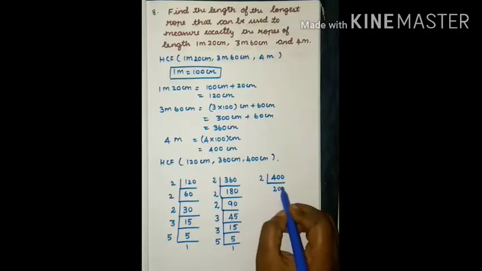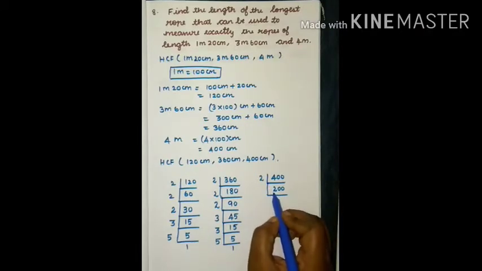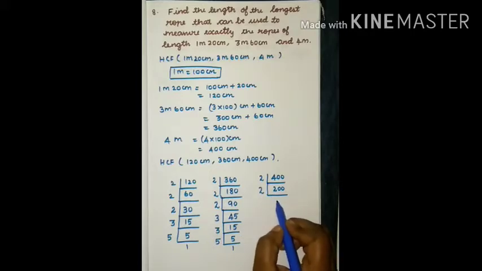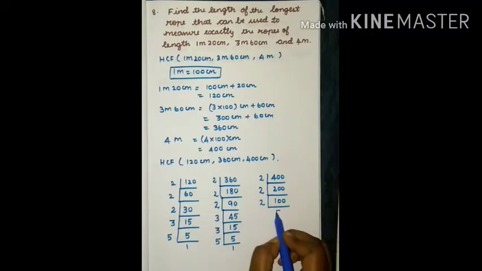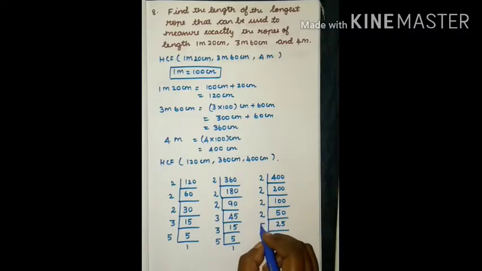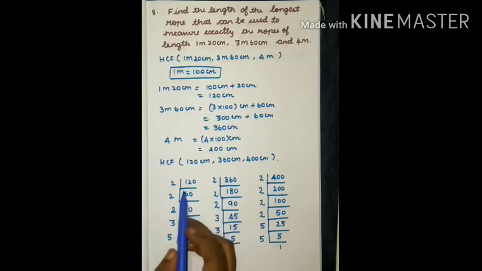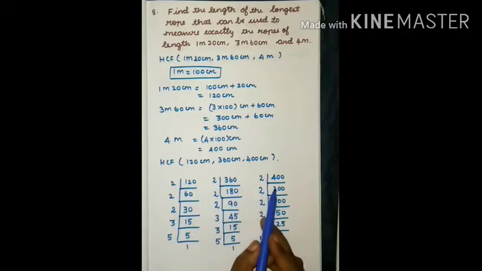2 200s are 400. 200 is an even number, so it is divisible by 2. 2 100s are 200. 2 50s are 100. 50 is also an even number, so it is divisible by 2. 2 25s are 50. 25 is divisible by 5. 5 is a prime number. 5 5s are 25. 5 1s are 5. Next you have to find the common prime factors for 120, 360 and 400.